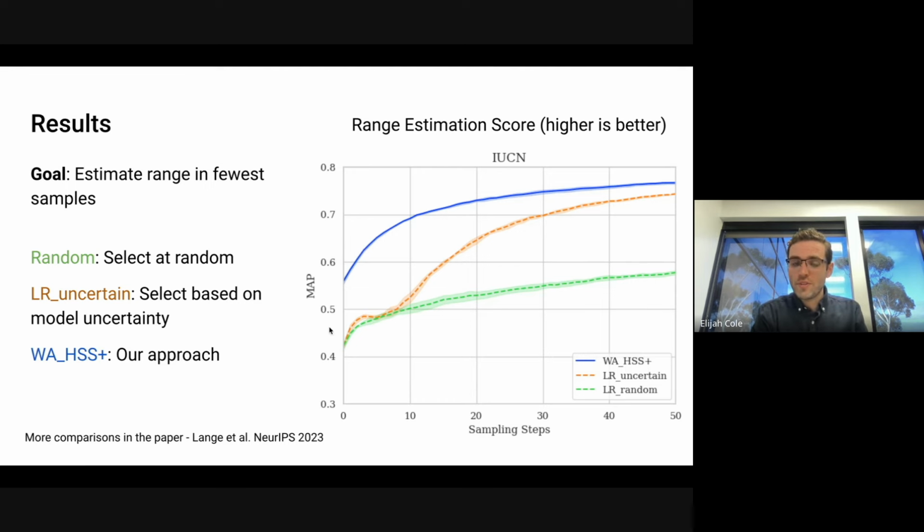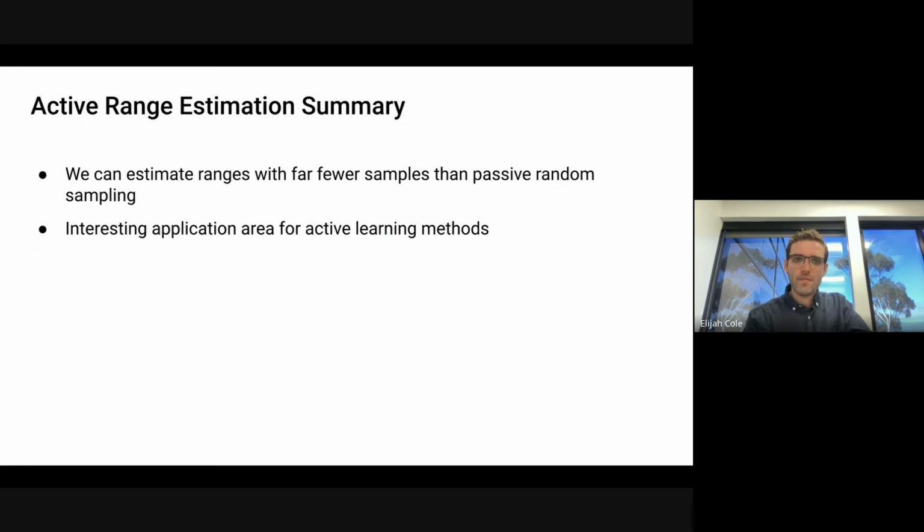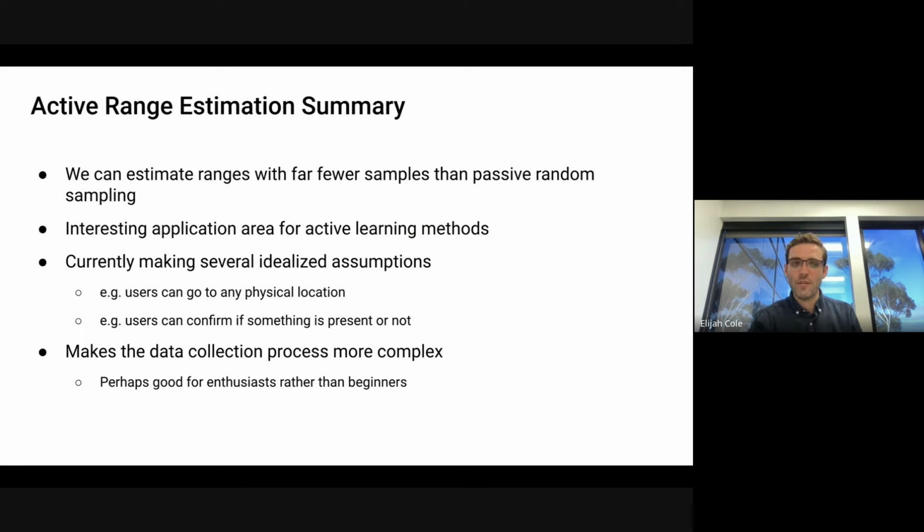Our POSE method, particularly in the low sample regime, performs much better. And so you're able to get rapidly high performance and rapidly increasing performance with as few as 10 different training examples, which is very, very little in terms of sort of biodiversity data. So there's a lot more to this in the paper, and we won't go into the details here. But the upshot is that we can estimate these ranges with far fewer samples than passive random sampling, and there's a lot of application areas we could think of for these active learning methods.